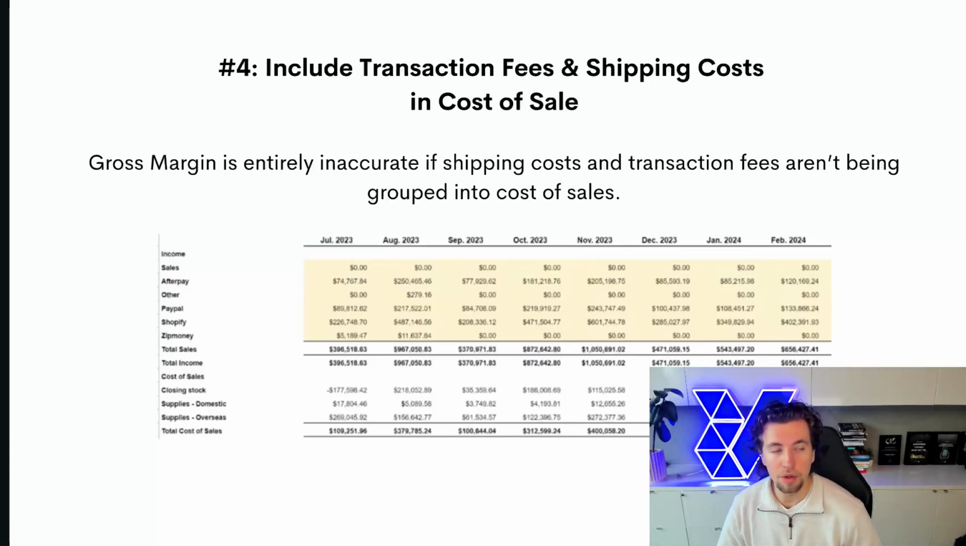Your gross margin needs to also include the transaction fees and the shipping cost to get the product to the end consumer. I would also want pick and pack and any fulfillment fees associated as well within that cost of sale too, as this is an incurred cost of sale that is variable to revenue. And so it should be included within the cost of sale section within the P&L so that you can get an accurate gross margin figure.